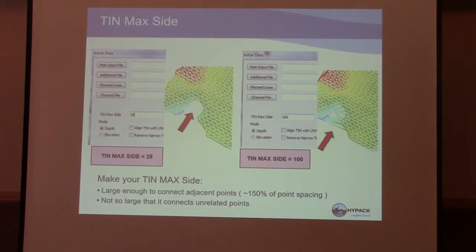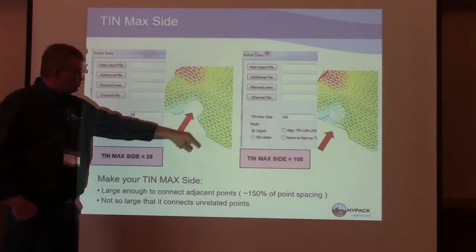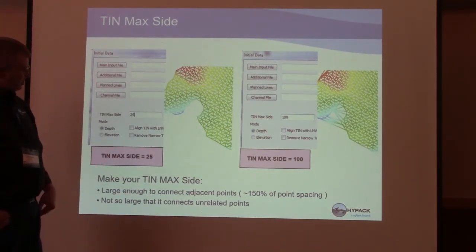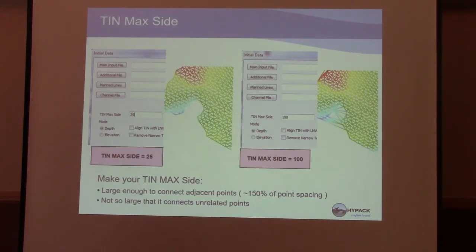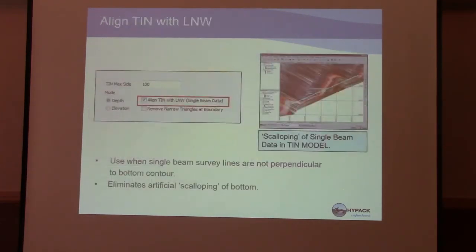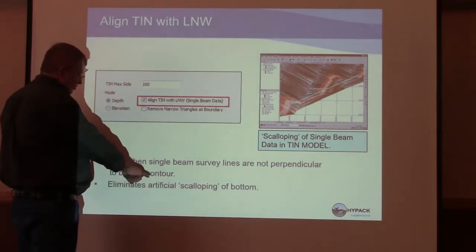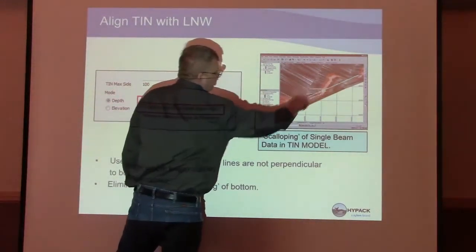Tin max side, I just said this, 150%. So at 25, I got a nice little, probably an end of a pier or something. At 100, it covered it. Large enough not to cover that, but 150% of point spacing. Everyone good with that? They understand what I'm saying there? Okay. So this is what I was just talking about with that aligned tin to LNW. You get this scalloping effect right there.